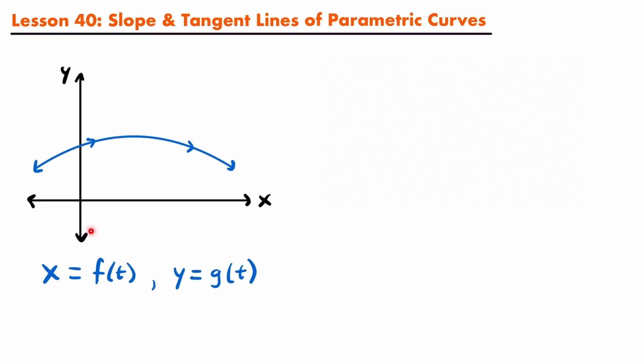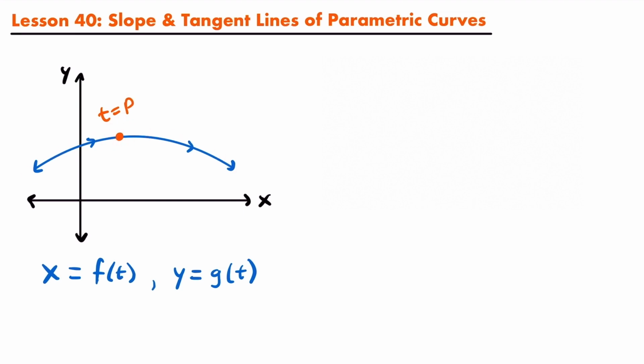And so if you take a look at this graph right here, we have a plane curve that is represented by these two parametric equations, x equals f of t and y equals g of t. If we wanted to know the slope at a particular point along this plane curve, let's say at this point right here at some value of t that I'm going to call p, how could we find the slope at this point along the plane curve?